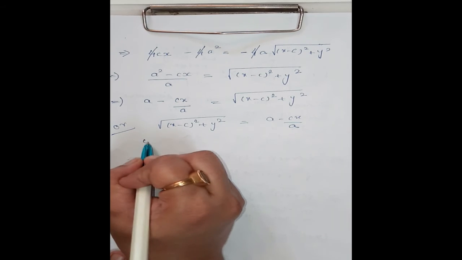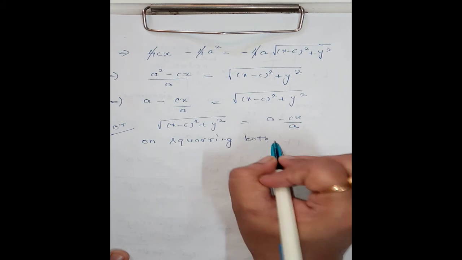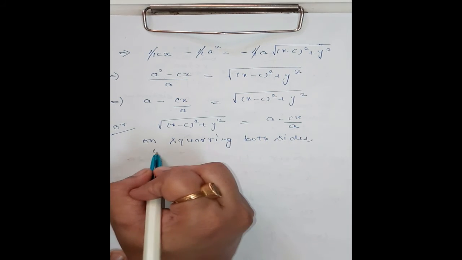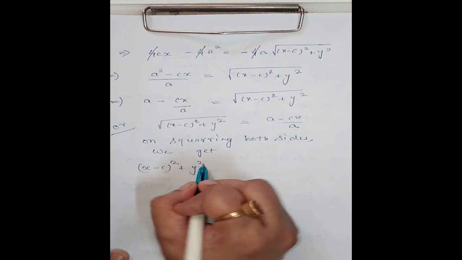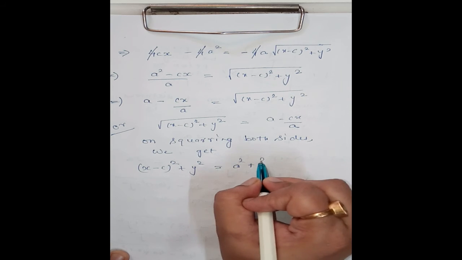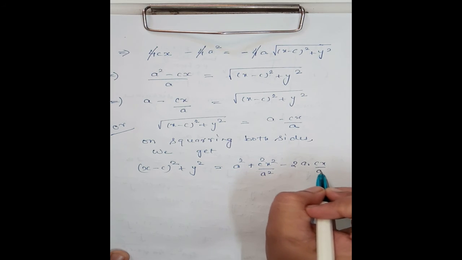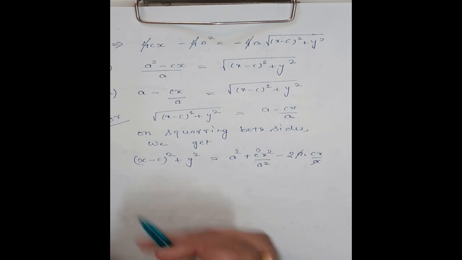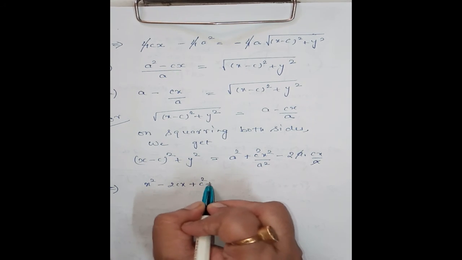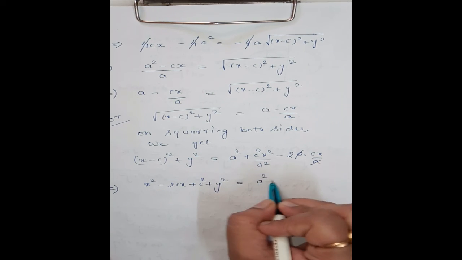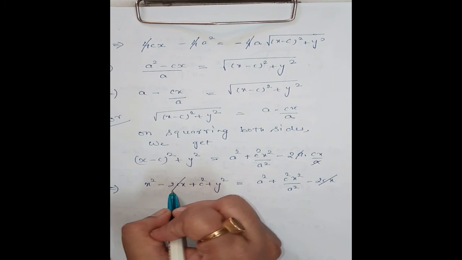Now again squaring both sides, we get (x minus c) whole square plus y square is equal to a square plus c square x square by a square minus 2 into a into cx by a. This will get cancelled out. So here we have x square minus 2cx plus c square plus y square is equal to a square plus c square x square by a square minus 2cx. This will get cancelled out.